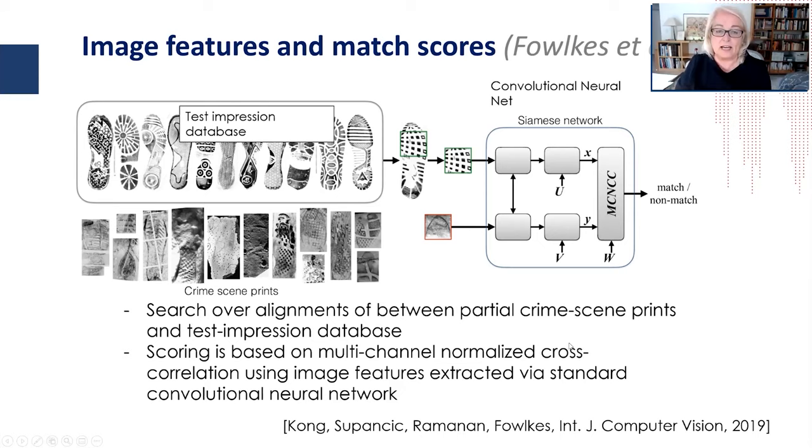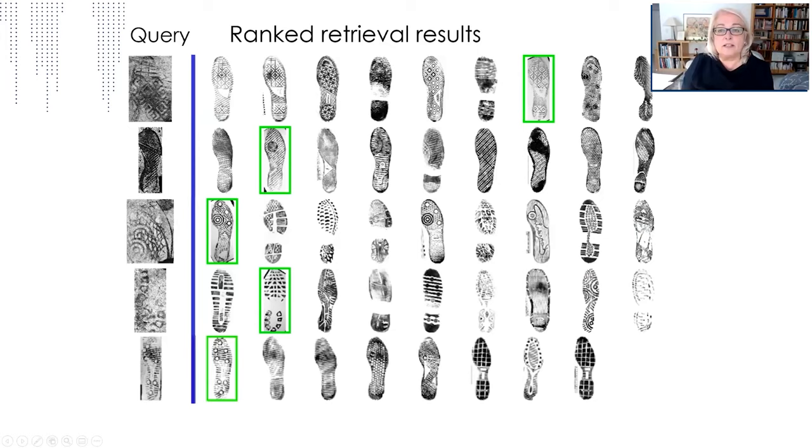And the results that Charles and his group have obtained are very impressive. So here, for example, are some examples of smudgy prints from a crime scene. And these are the retrieval results from the database. The one that's in green is the highest ranked one, the most likely match according to this algorithm.